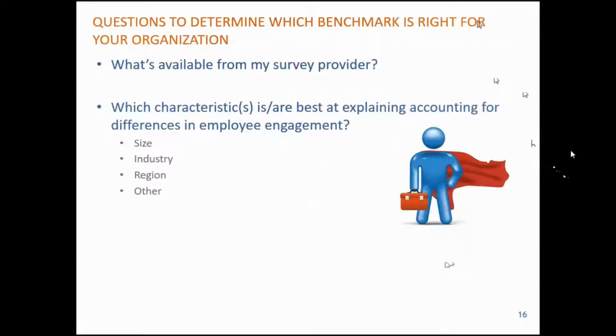This doesn't come from Statistics Canada or the U.S. Department of Labor Statistics or any other publicly based or industry-wide organization. Benchmarks come from the employee engagement survey industry. So we as a vendor collect data and we use that as benchmarks, and so do our competitors. So the first and most important question that you have to ask is, what can I get? What have you got? What does your benchmark look like?